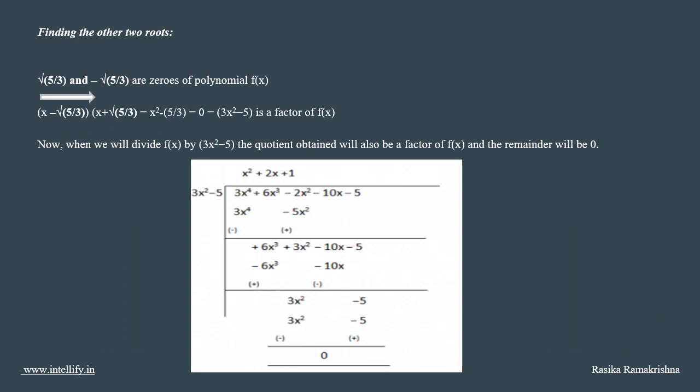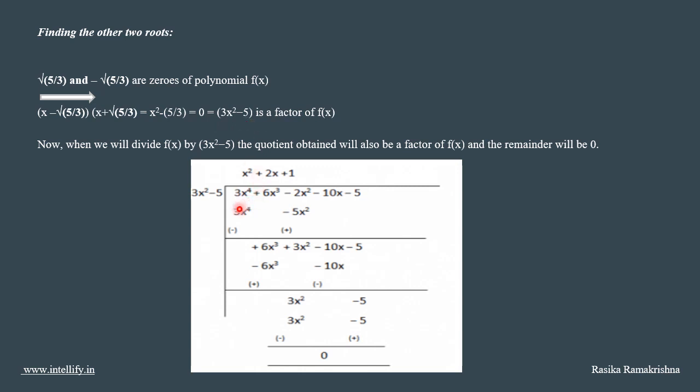Alright, so let's go ahead and find the other two roots. So we're given that positive root of 5 by 3 and negative root of 5 by 3 are the zeros of the polynomial, which implies that x minus root of 5 by 3 into x plus root of 5 by 3 is going to be a factor. So let's go ahead with the multiplication, we will have 3x square minus 5 upon simplification to be the factor of f of x.